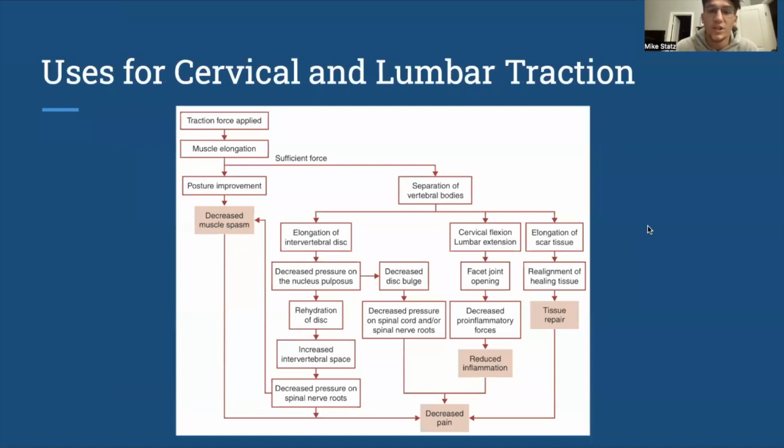Here we have the main uses for cervical and lumbar traction. Obviously, we're going to apply our force. The muscle is going to elongate. This is going to increase our posture, which is going to decrease our muscle spasm. And then other main points are tissue repair, reduced inflammation, and decreased pain. And this is going to be because of the elongation of the vertebral bodies, the flexion and extension, the different positions that we're putting them in, so on and so forth.